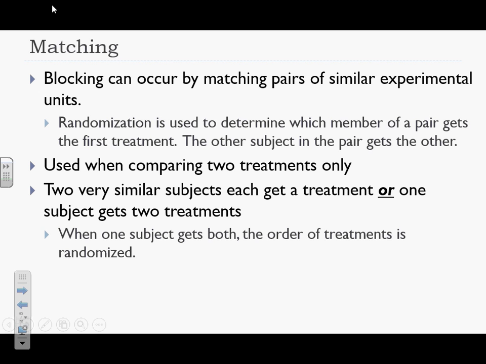So in the second method, what you're doing is you're having every single subject go through both treatments that we're looking at. The only thing that's going to change is what order they do the treatments in. So you have to randomize the order of the treatments. So half of them are going to try treatment 1, then treatment 2. The other half are going to do treatment 2, then treatment 1.